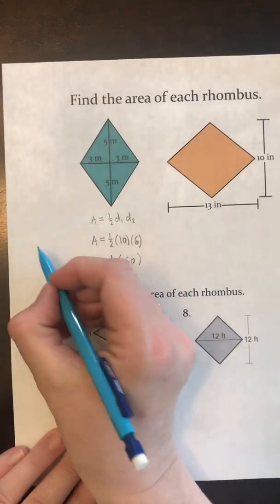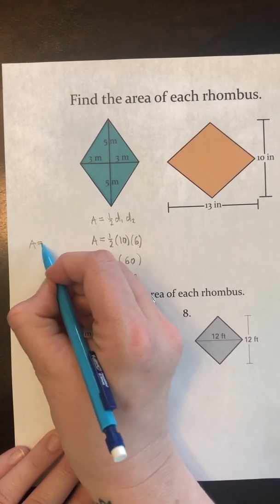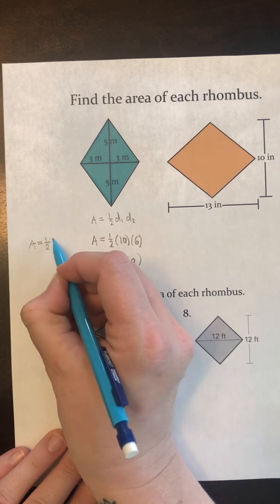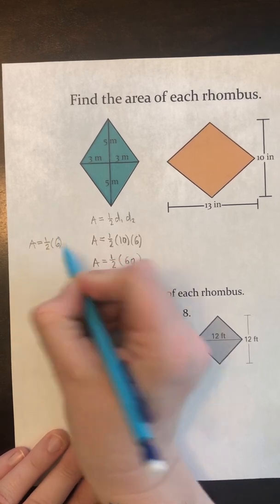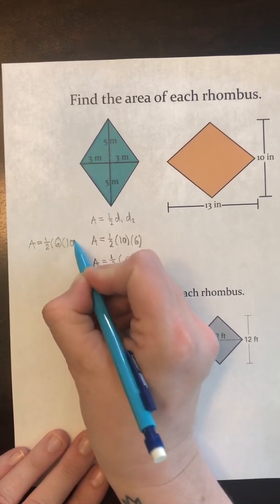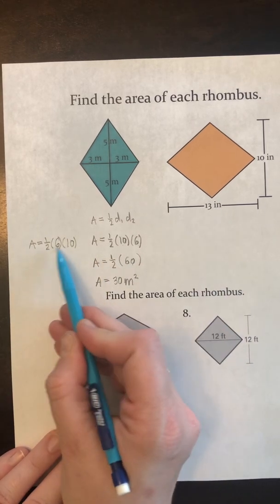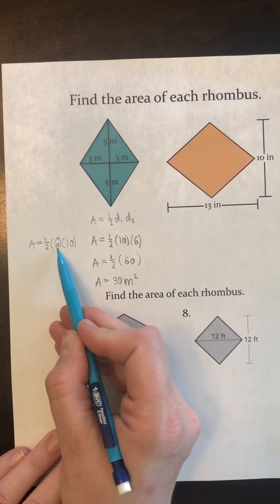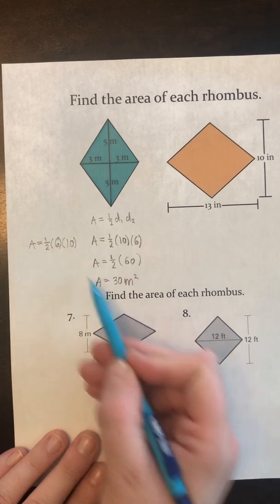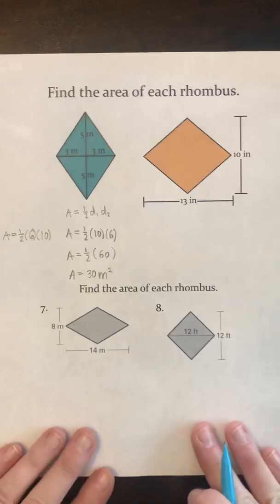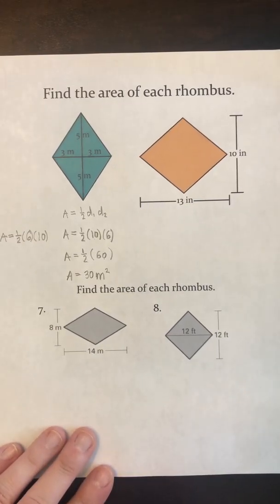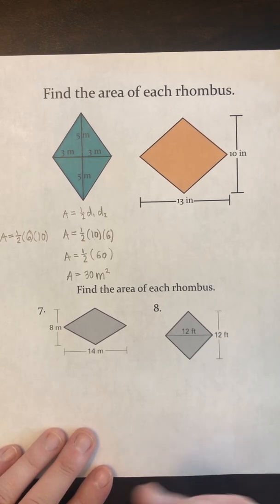As a matter of fact, if you had written this down and let's say you found the horizontal diagonal first and then the vertical diagonal, you could have done half of 6, which is 3, and then 3 times 10 also gives you 30. So you have a lot of ways you can multiply those numbers. You can change the order up, but the bottom line is you're still going to get the same answer.